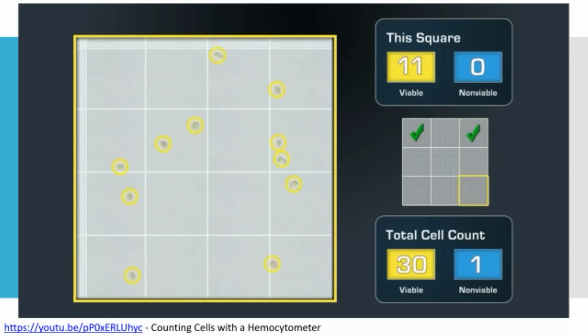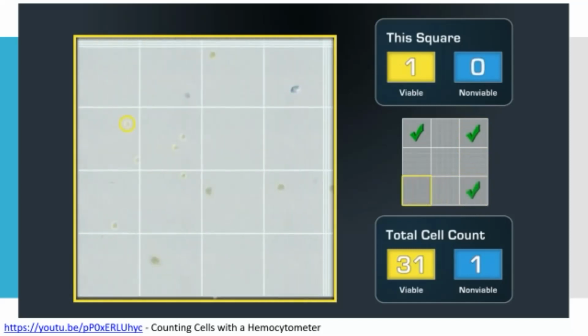Sometimes we may count in the upper box, lower box. There are 11 viable cells and no non-viable cells. So it is advisable to go for an L state. And now the bottom left square.